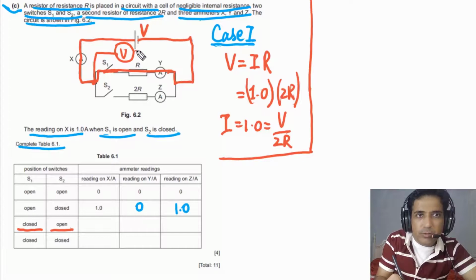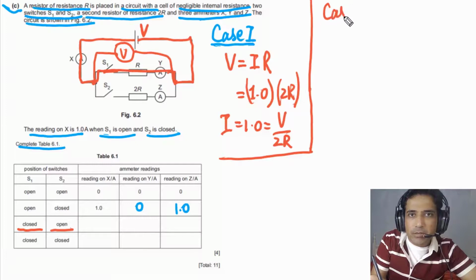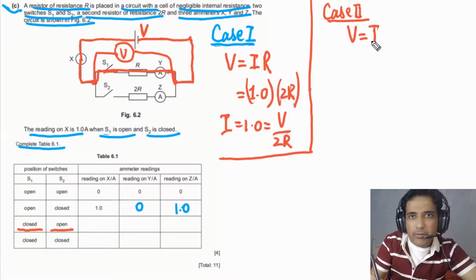So if you connect your voltmeter between these 2 points, or simply if you connect the voltmeter across this resistor, the reading on this voltmeter will be equal to V. So we can write down here for the second case. Case 2, we have potential difference V. We need to find out the current. We can simply say this current is I naught.